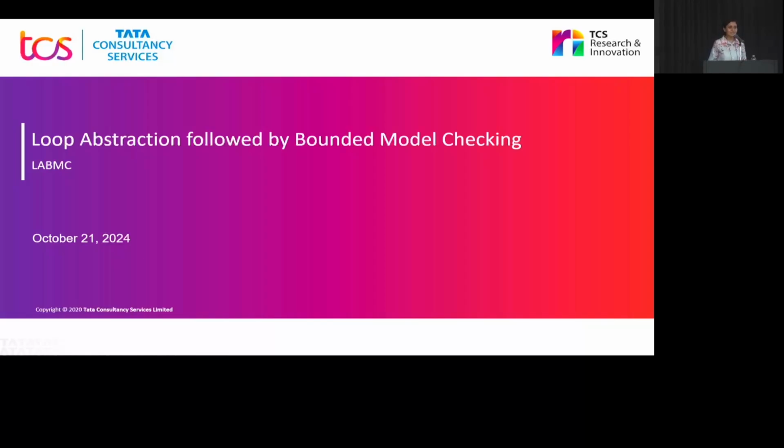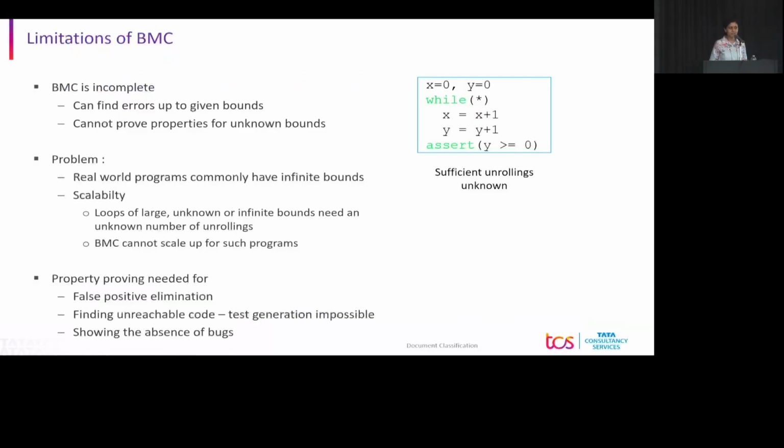So, this technique is called loop abstraction followed by bounded model checking. We are going to look at a slide that Venki presented earlier. We are going to see it again. This is just to show the limitations of BMC. As you can see here, there is a very simple program, and we don't know how many times it needs to be unwound for a bounded model checker to verify it.